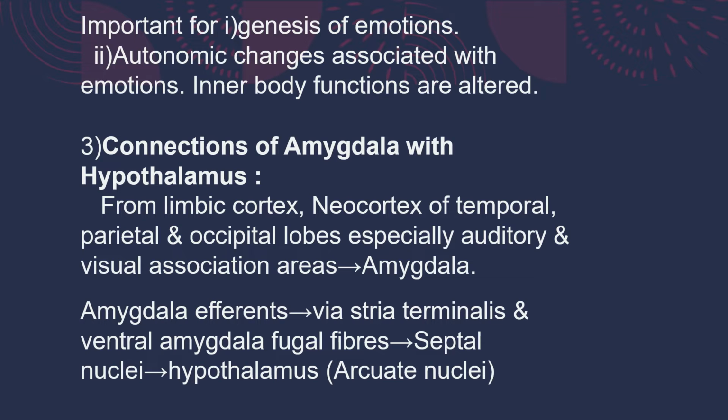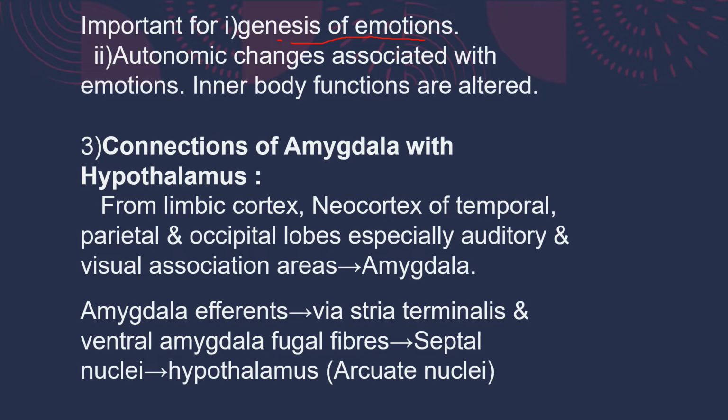which is important for the genesis of emotions and autonomic changes associated with emotions. Inner body functions are altered. So this medial forebrain bundle is important for the genesis of emotions and autonomic changes associated with emotions. So suppose the person is feeling happy. In a happy moment, some people will get tears. So that is the autonomic change associated with a happy emotion. Like that, some autonomic changes are associated with the emotions, and those are also mediated by the medial forebrain bundle.